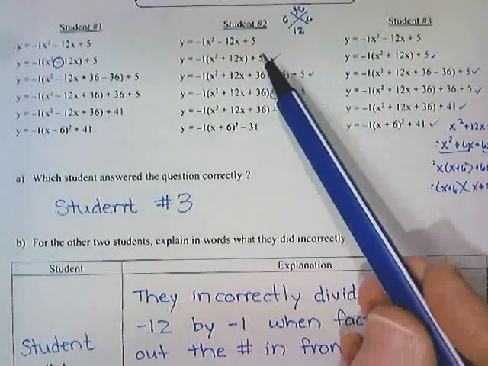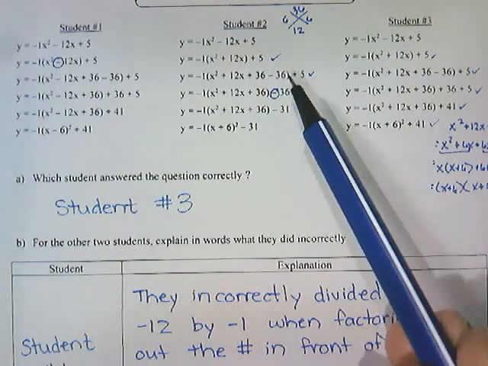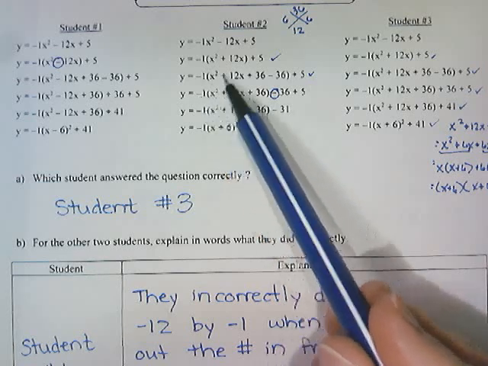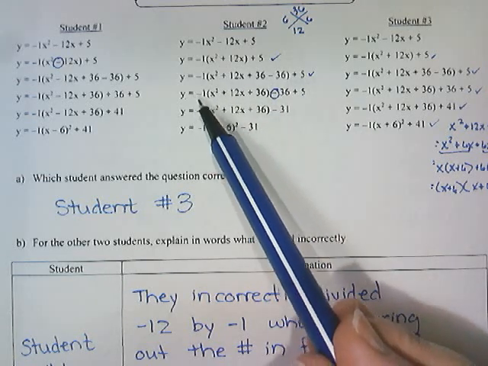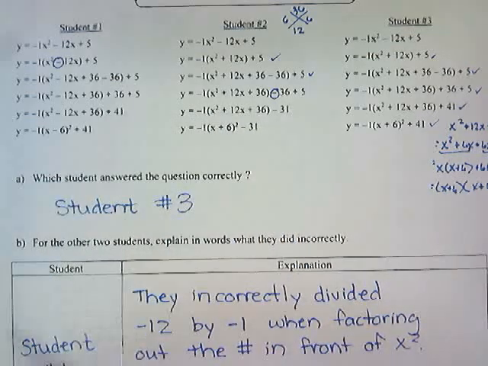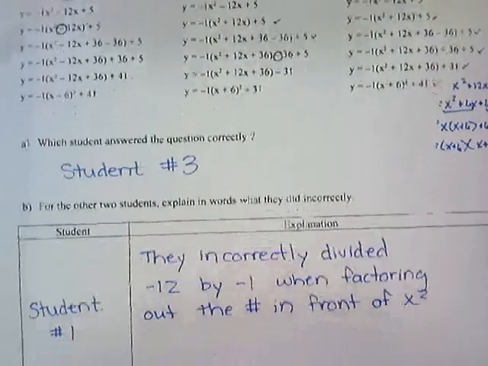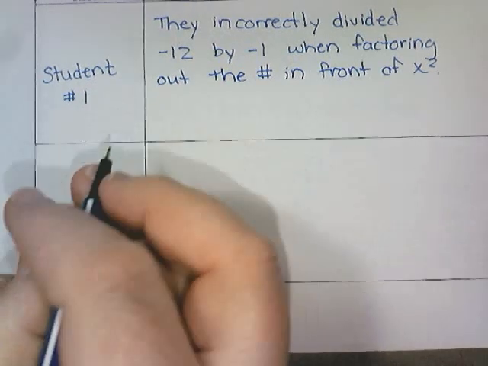They did that first part correctly. They came up with the right numbers. Their mistake was when they were multiplying the -36 out of the bracket, they either didn't multiply by -1 or they just made a sign error when they were doing it. So that is student number 2.